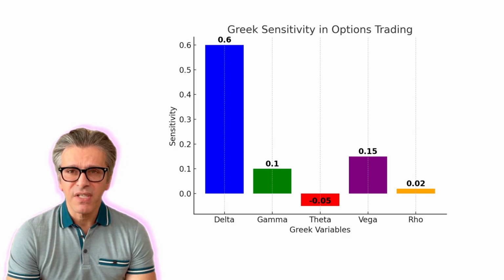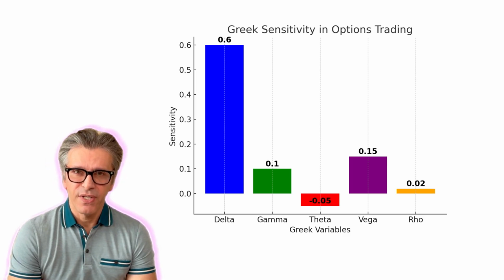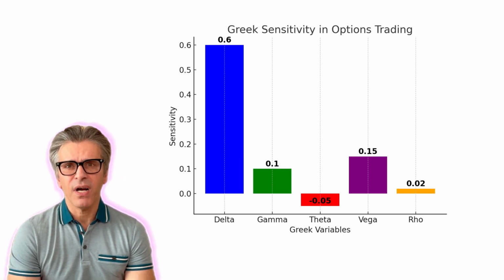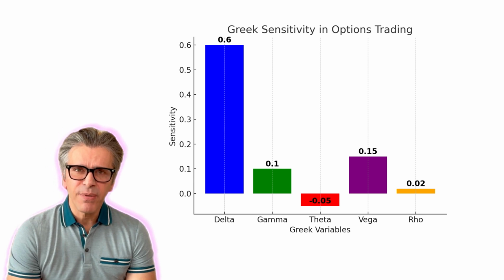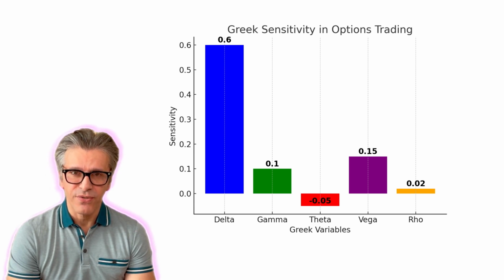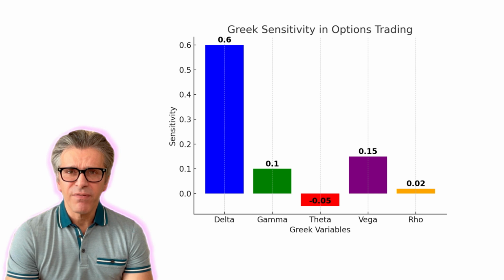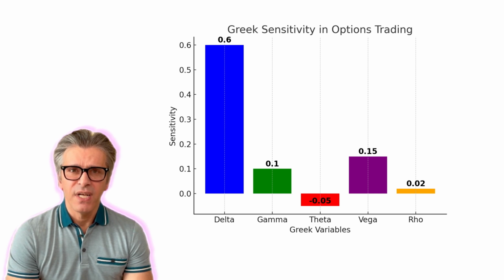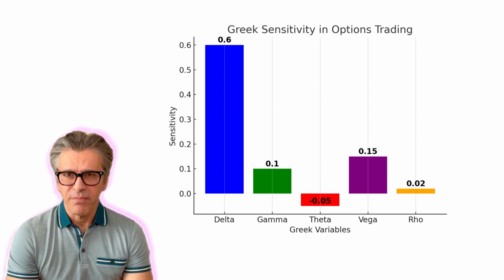Vega measures the sensitivity to IV changes. If an option has a Vega of 0.10, a 10% IV increase adds $1 per contract, since an options contract covers 100 shares. High IV inflates options pricing, while low IV deflates it. This is where traders win or lose money. Now that we understand IV, let's see how to apply it in real trading strategies.